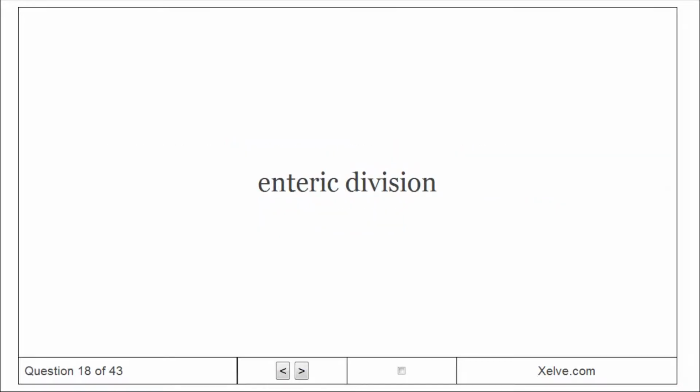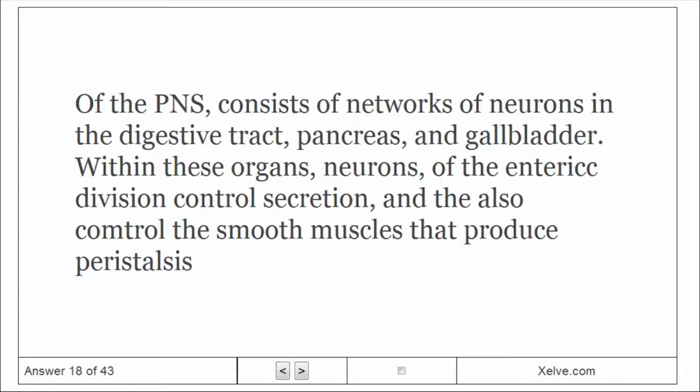Enteric division of the PNS consists of networks of neurons in the digestive tract, pancreas, and gallbladder. Within these organs, neurons of the enteric division control secretion, and they also control the smooth muscles that produce peristalsis.